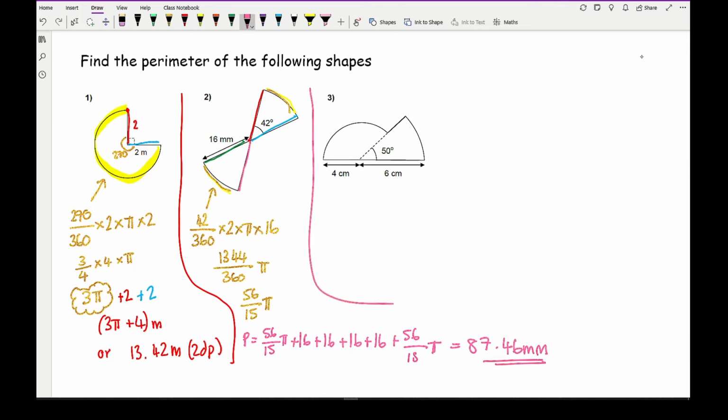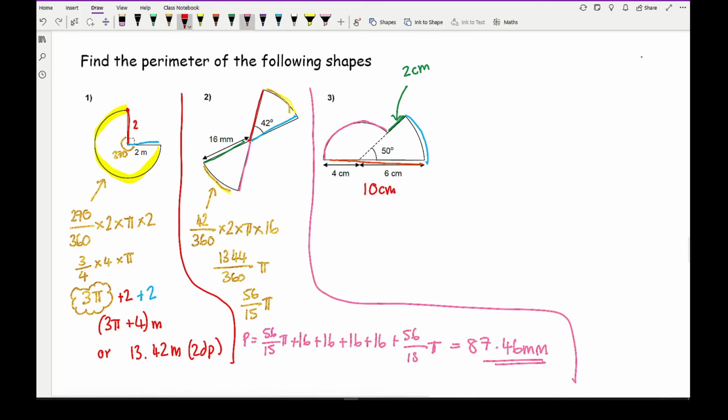Then moving on to question 3, again looking at the different components, I've got this arc here that I need to work out, then I've got this straight edge, then I've got this arc here, and then I've also got this long straight edge. In terms of the components that I know, this here is going to be 2, because that's the difference between the two lengths that I've been given, so that's 2 centimeters. And I know that the bottom line is 10 centimeters, and that's from adding 4 plus 6.